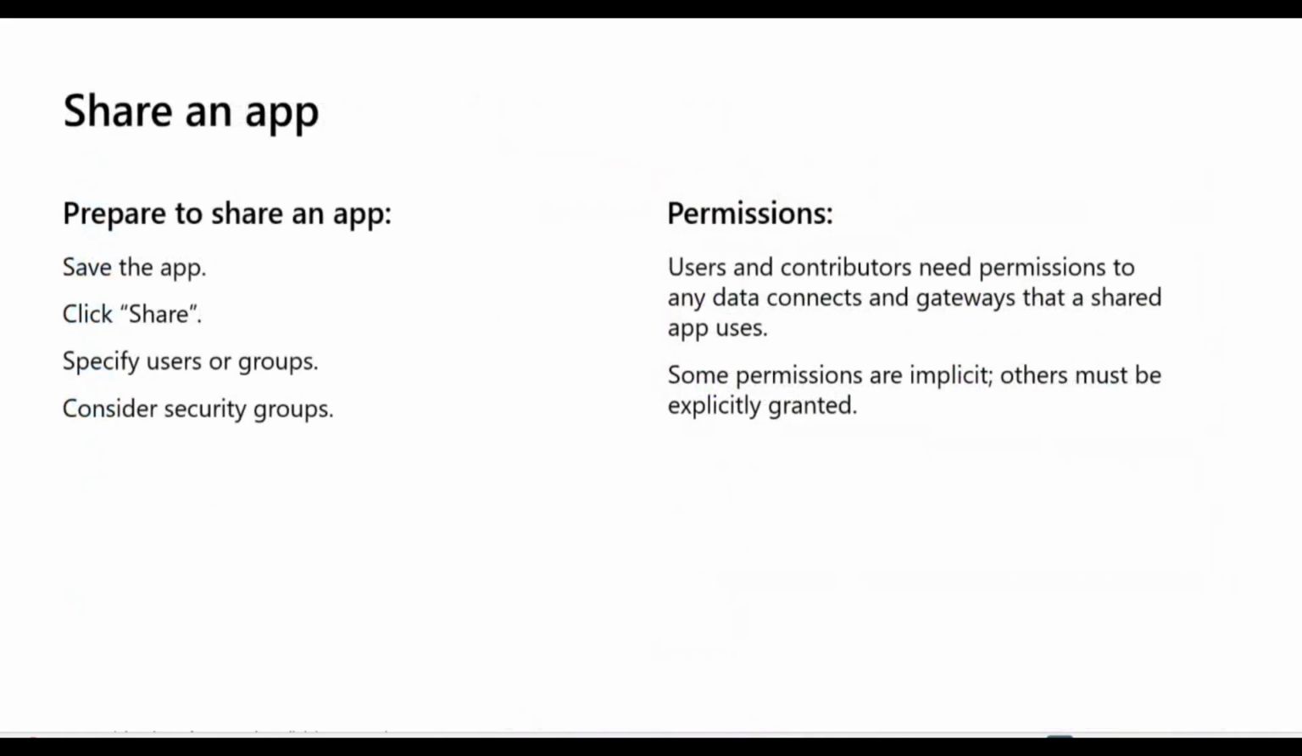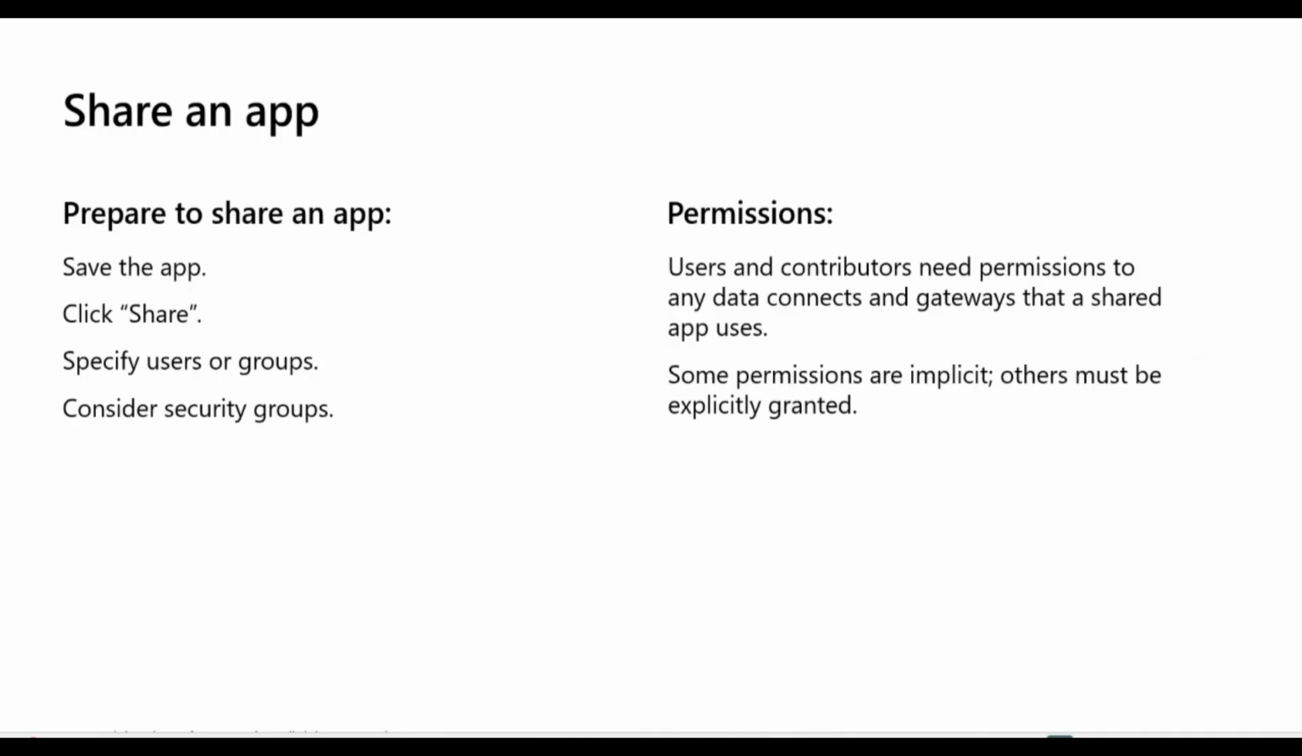Now, how do we share? Because once we create an app, we should also have a provision to share. How do we do that? First, we need to prepare to share an app by saving it. Once we save, we need to click share. When we share, you need to decide whether it is for specified users or groups. You can decide what group you want to share it with, or which specific user you want to share it with. You can consider the security groups as well.